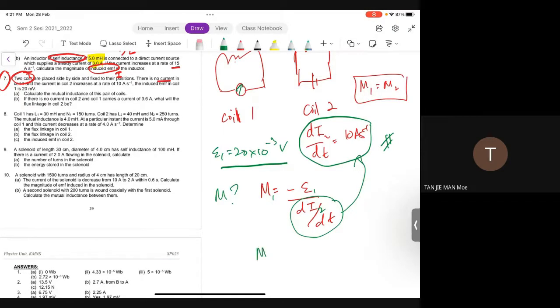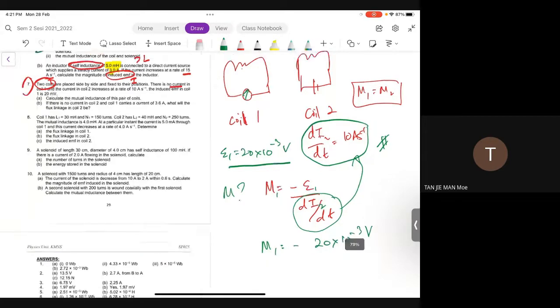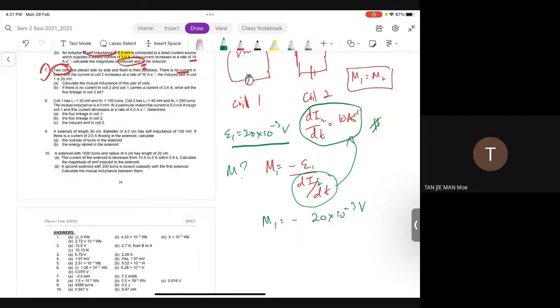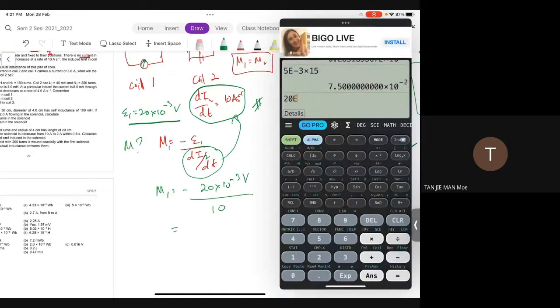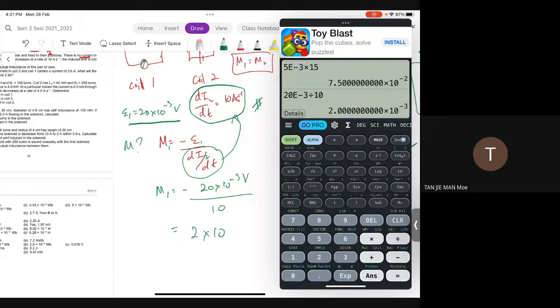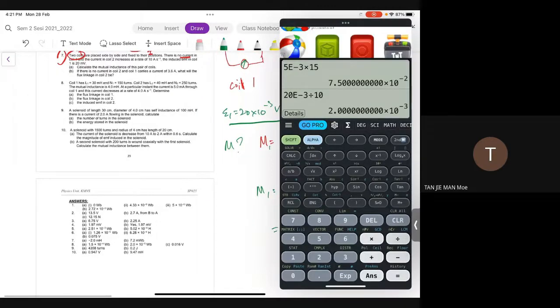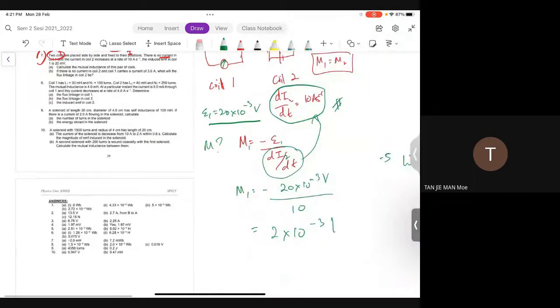So M1 sama dengan negative 20 times 10 power of negative 3 volt. So dI over dt increase by, so increase 10. So you akan dapat 20 power of negative 3 divided by 10. So your answer is 2 times 10 power of negative 4 and the unit adalah Henry.